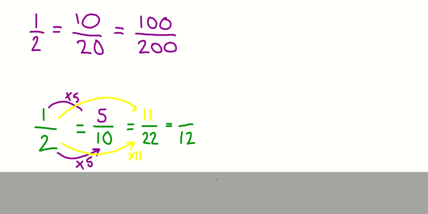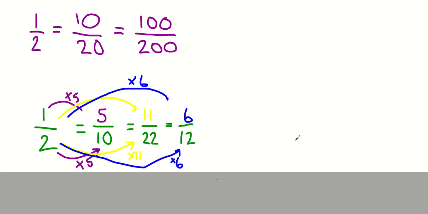Okay, and then the very last one we'll have a look at is what am I doing to 2 to get to 12? So 2 multiplied by what equals 12? Hopefully you're shouting at me and saying 2 times 6, or 2 multiplied by 6. So I must do the same. I must multiply by 6. So 1 times by 6 is 6.